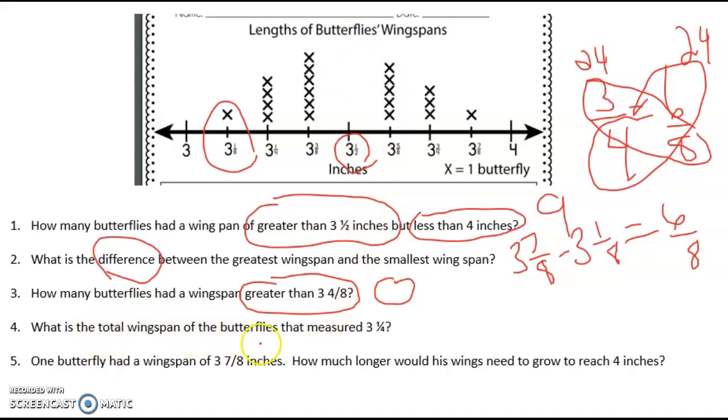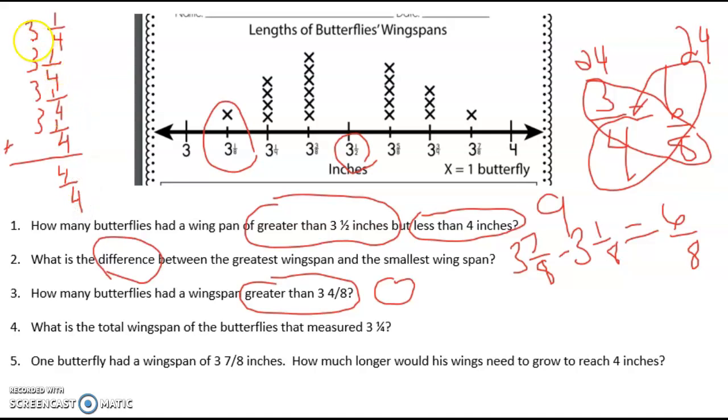What is the total wingspan of the butterflies that measured 3 1/4? So you've got 3 1/4 4 times. Now, you do not know how to multiply mixed numbers, so we're writing it as repeated addition. Let's add the fractions. 1/4, 1/4, 1/4, 1/4, 1/4, 2/4, 3/4, 4/4.